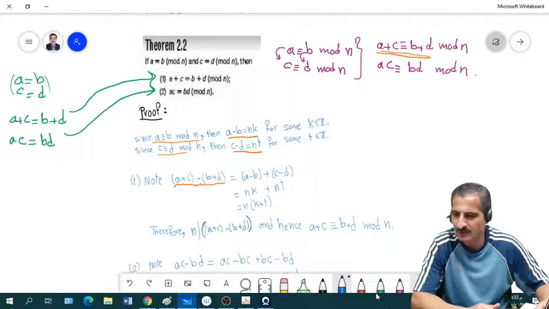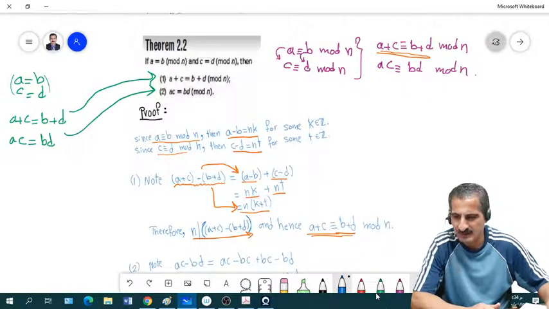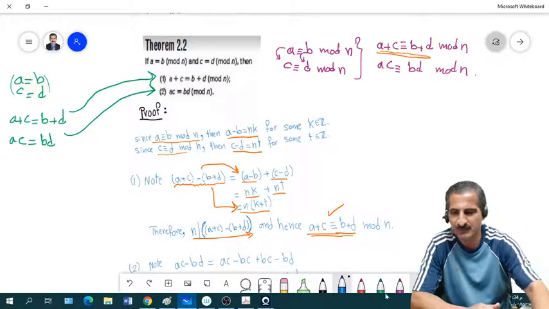So reorder the numbers. We can do that. So we get a minus b, c minus d, but a minus b is nk, c minus d is nt. Take n as a common factor. Then we got this as a multiple of n, which means n divides their difference. And then we got this true. And then we proved part 1.